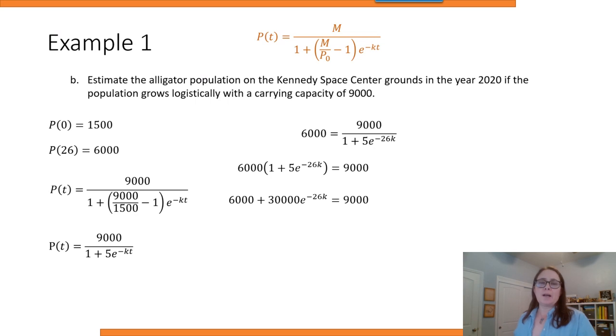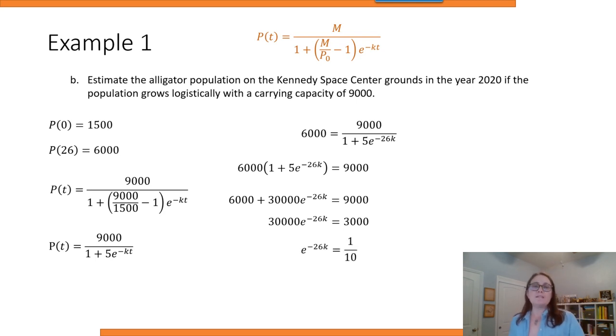Here now, I'm going to subtract 6,000 from both sides. So 30,000 e to the negative 26k equals 3,000, and then divide by 30,000. So I end up with 1/10 on the right side, and that's equal to the e to the negative 26k. And so just like the last equation that we solved, I'm going to take the natural log of both sides to get that negative 26k out of the exponent.